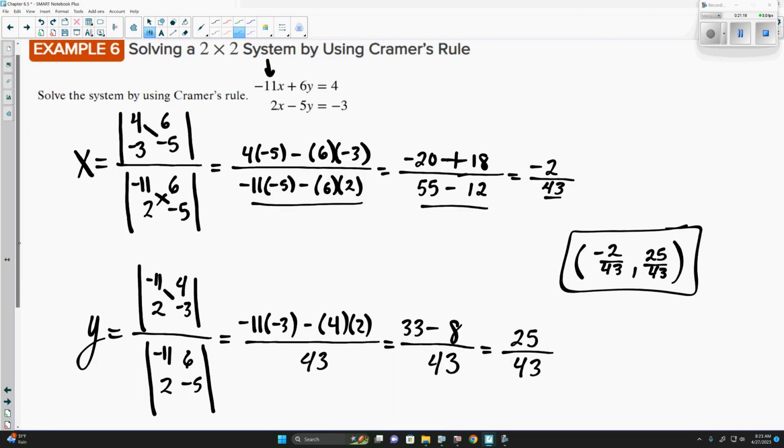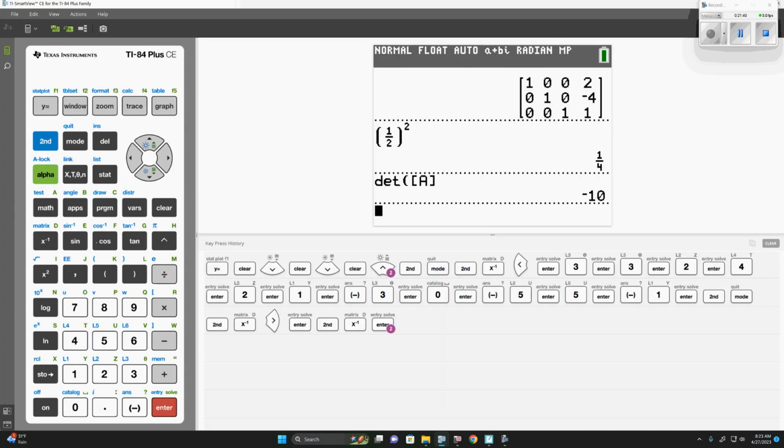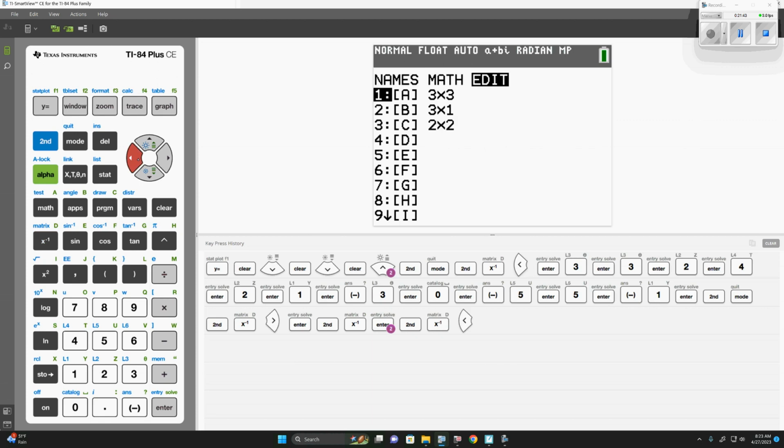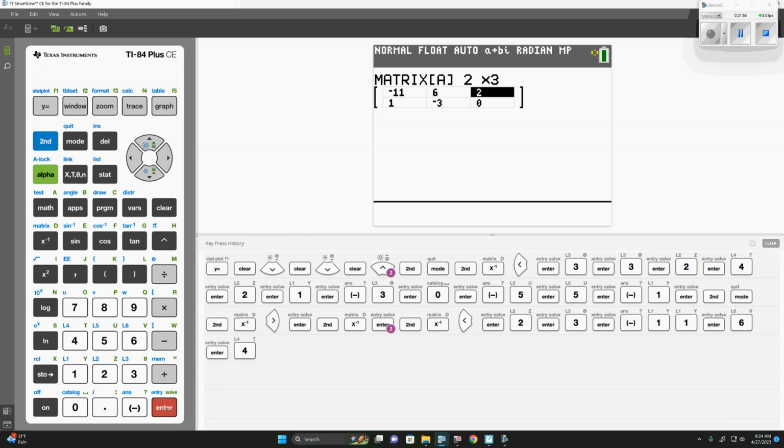Now, when it talks about Cramer's rule, especially on the test, I am going to want to have both of these here at the start, that we have it set up using Cramer's rule. Because there are other ways that we could go about doing this. Negative 11, 6, 4. And I think probably y'all's preferred way is this here. Negative 11, 6, 4. And then I think it's 2, negative 5, negative 3.